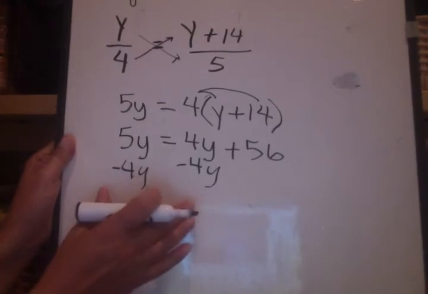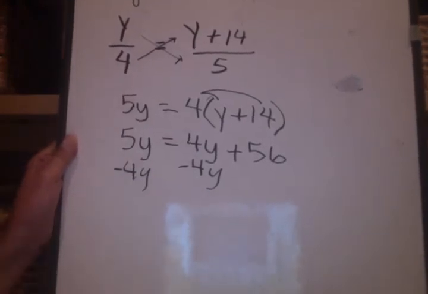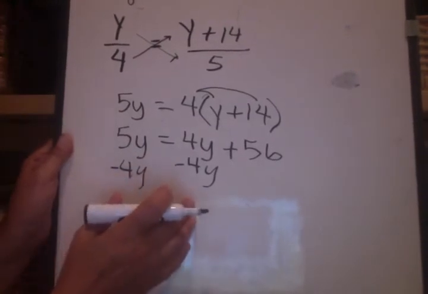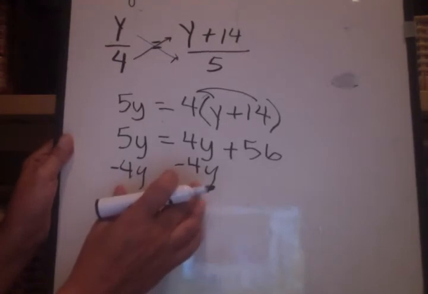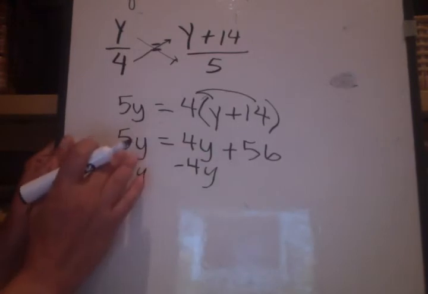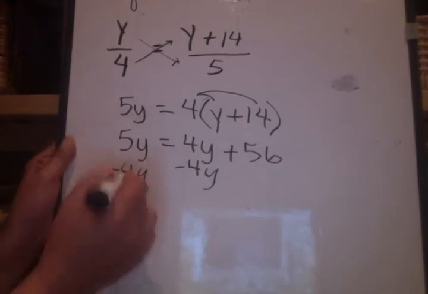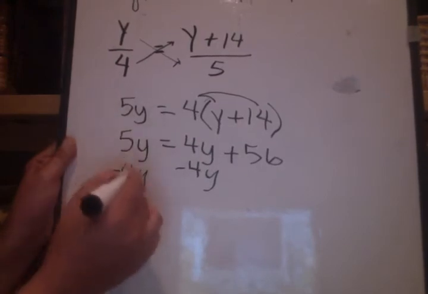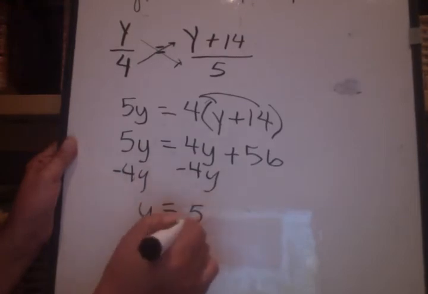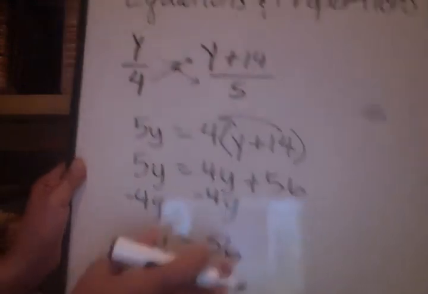And if you're not sure about this, it was in the variables on both sides of the equation videos on how to do this. But basically you just compare, when you have variables on both sides, you see which value is smaller and you subtract that from both sides. So now here, 5y minus 4y is just y equals 56. And that's my answer.